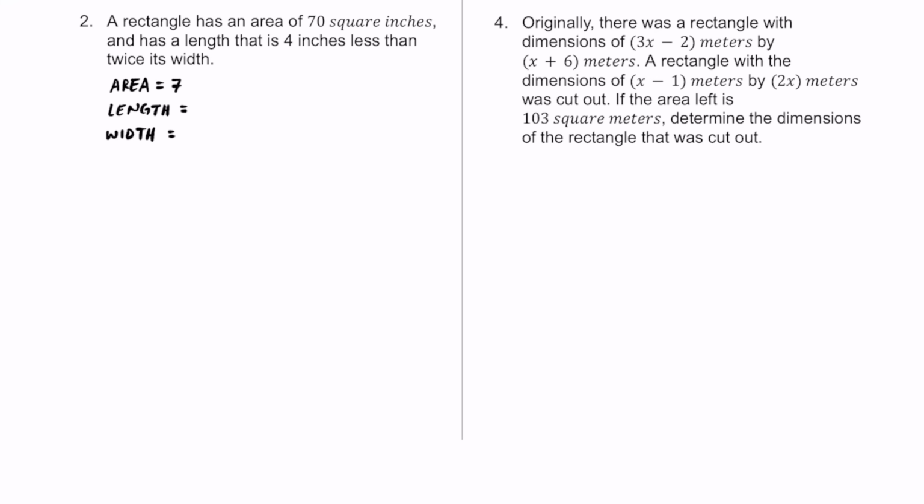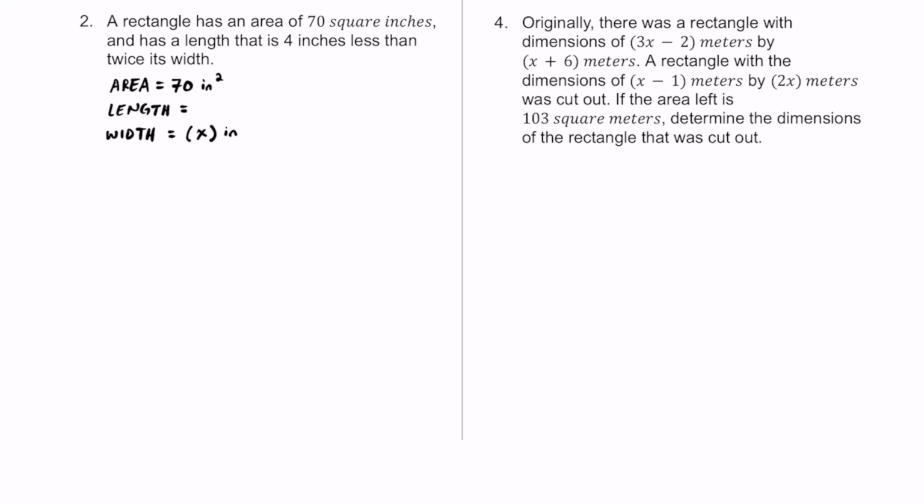First off, we know that the area is going to be 70 square inches. And then for the length, remember that is going to be 4 inches less than whatever twice the width is. So if we don't know what the width is, we should go ahead and say that's going to be x inches. I'm going to use the variable x, but feel free to use a different one.